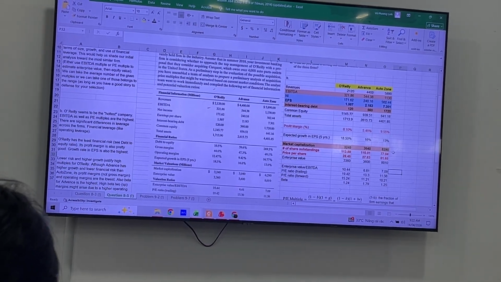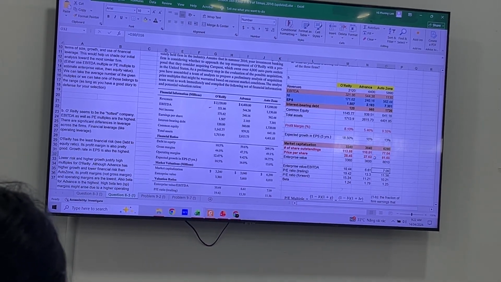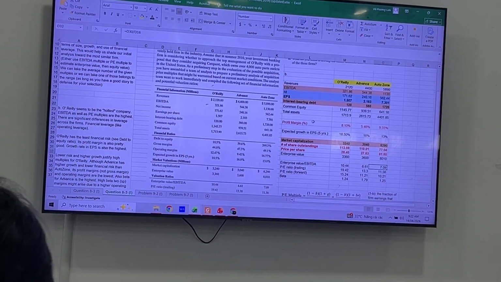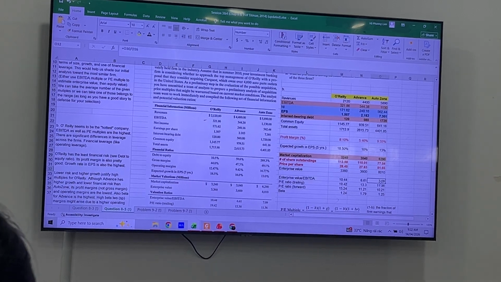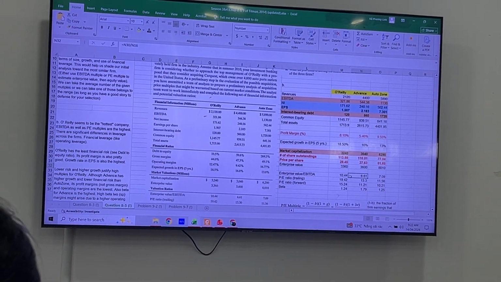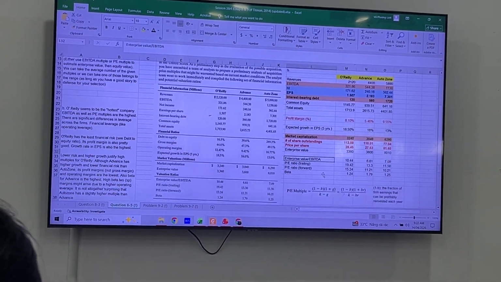So we have some mismatching here. Okay, even the debt is borrowed too much and a higher operating leverage. That means the company is being valued at a smaller EBITDA multiple compared to the other firms. Okay, right.